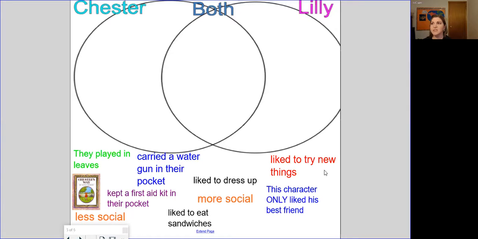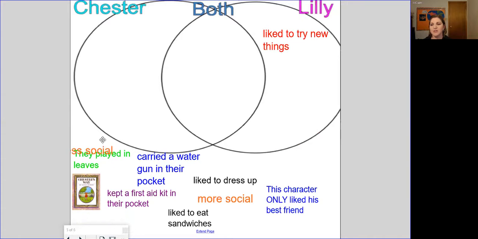So, who liked to try new things? Well, the boys liked to do things the same as each other, and they really didn't like to try new things. I would say that Lily was the one that liked to try new things. Who was the one that was less social, which means they don't like to play with their friends or be with others quite as much? I would definitely have to say that's Chester, because Chester only wanted to do what Wilson wanted to do.